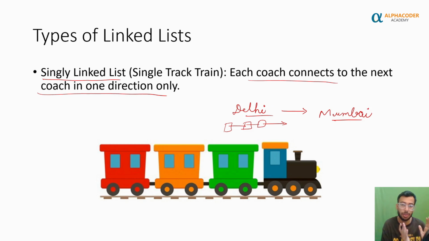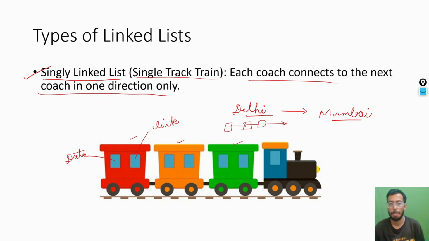So when the train connects one coach to another coach in only one direction, that is a classic example of a singly linked list. You can also understand it from the single track train, right? The train cannot come back, it can just go in one direction, right? So these are the compartments that we have. This compartment stores the data, and this part of the compartment stores the link or the reference for the next node. Okay, so this is one type of linked list, that is the singly linked list.